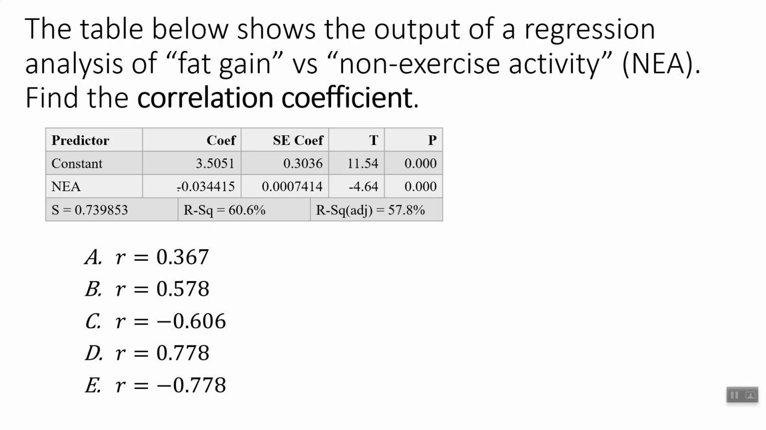Which reminds me, I think I made a mistake on the last one because I forgot about something. So if we've got r squared equals 60.6%, that means r squared equals 0.606. So that means r equals the square root of 0.606. And if we take that on our calculator, we get 0.778. And now what I forgot last time, we have to look at our slope, and our slope is negative. That means r is going to be negative. So I forgot about that last time.